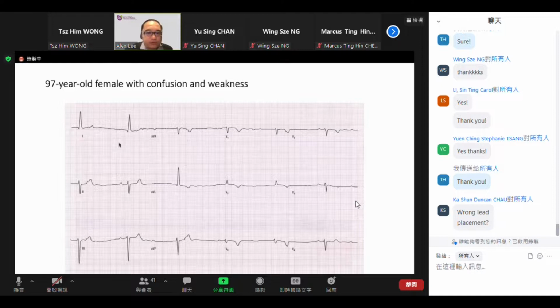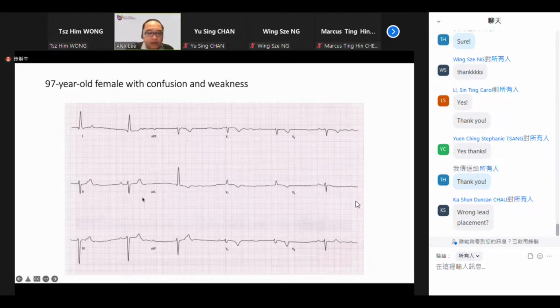You have picked up the most important thing, which is the third-degree heart block. Very good. Another abnormality is also present here, which is not artifactual. Can you comment on the aVL? Anyone can? Yes?